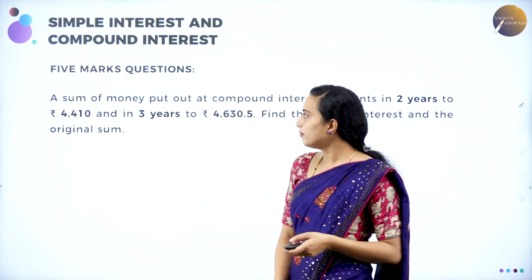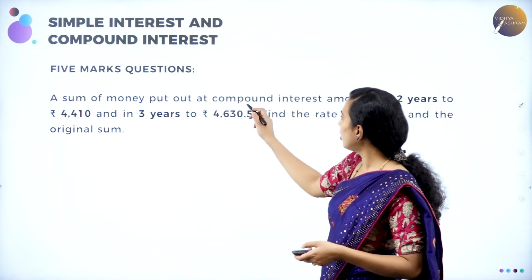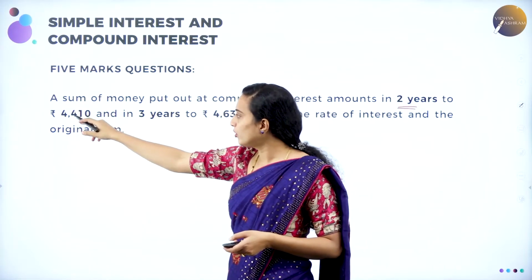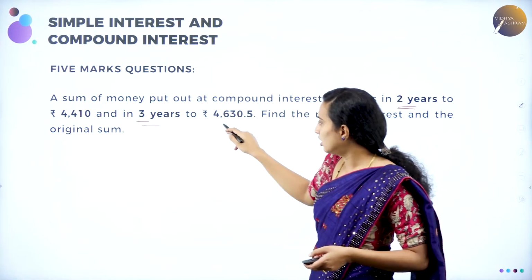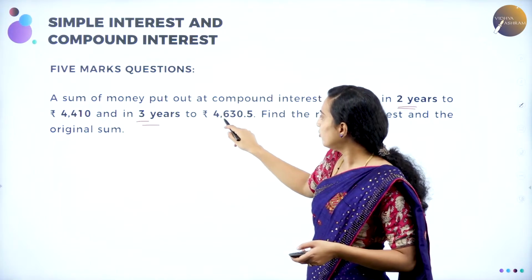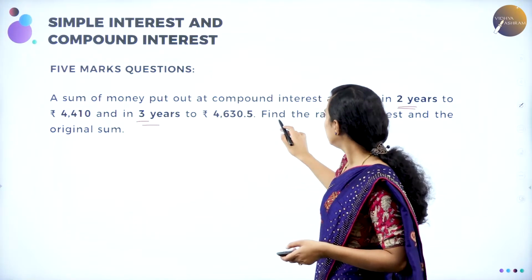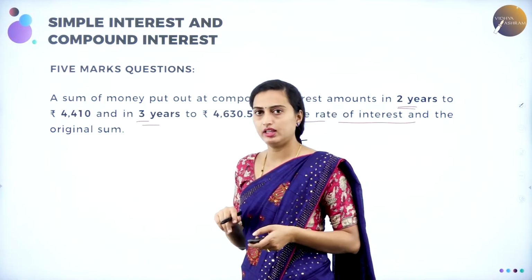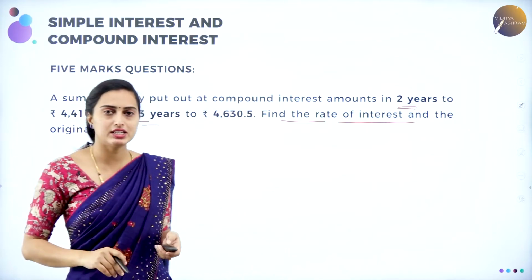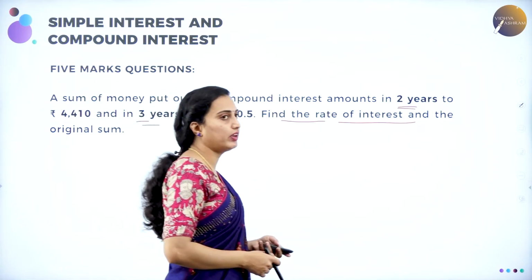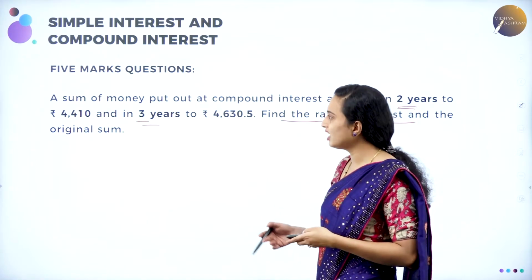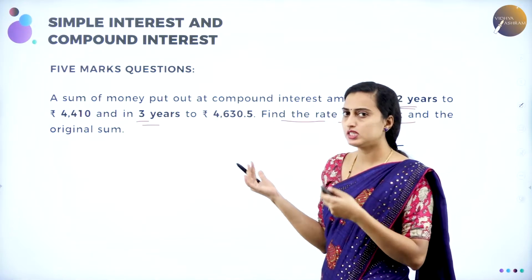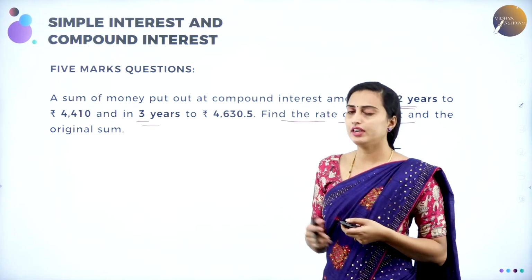What they have asked: a sum of money put out at compound interest amounts in 2 years to 4,410 and in 3 years to 4,630.5. Find the rate of interest and the original sum. Now let me calculate here. I am going to give you the hint: it is the same as what we have solved above, with the same formula, but they have given the principal amount and a different number of years.